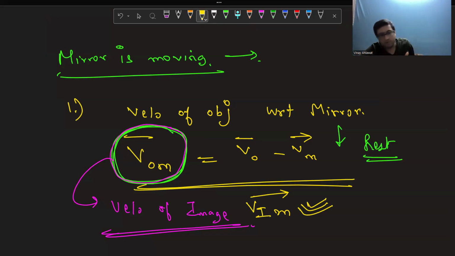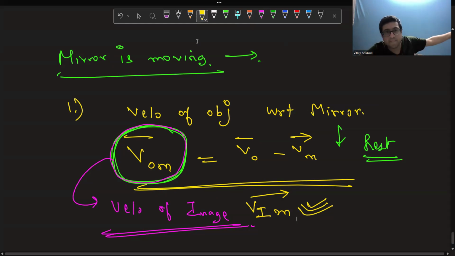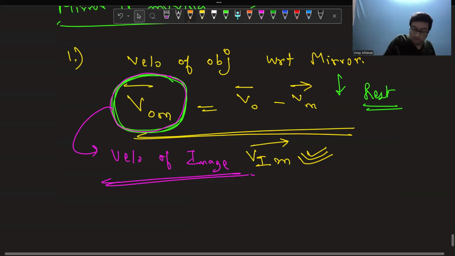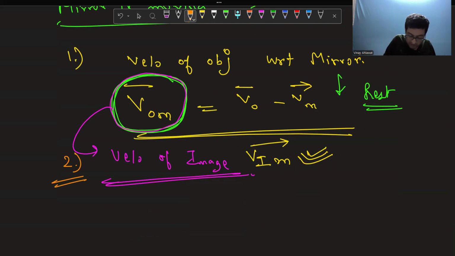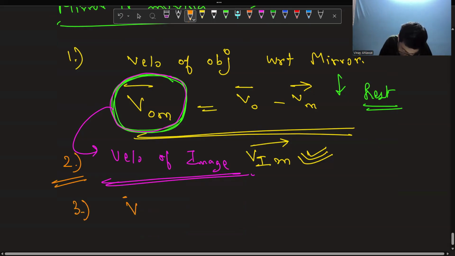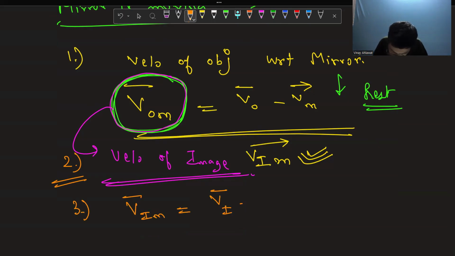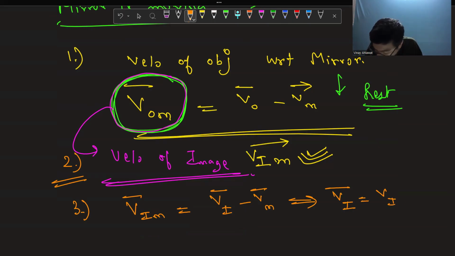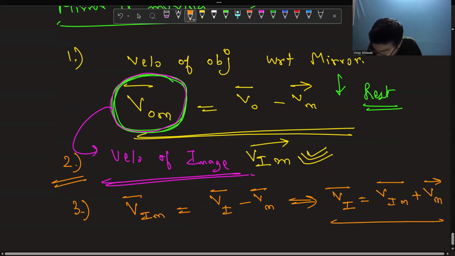Then you find velocity of image. Now the velocity of image is technically not the velocity of image. It's actually the velocity of image if the mirror is at rest. The third part: velocity of image with respect to mirror can be written as velocity of image minus velocity of mirror. So using this formula, velocity of image is nothing but velocity of image with respect to mirror plus velocity of mirror.